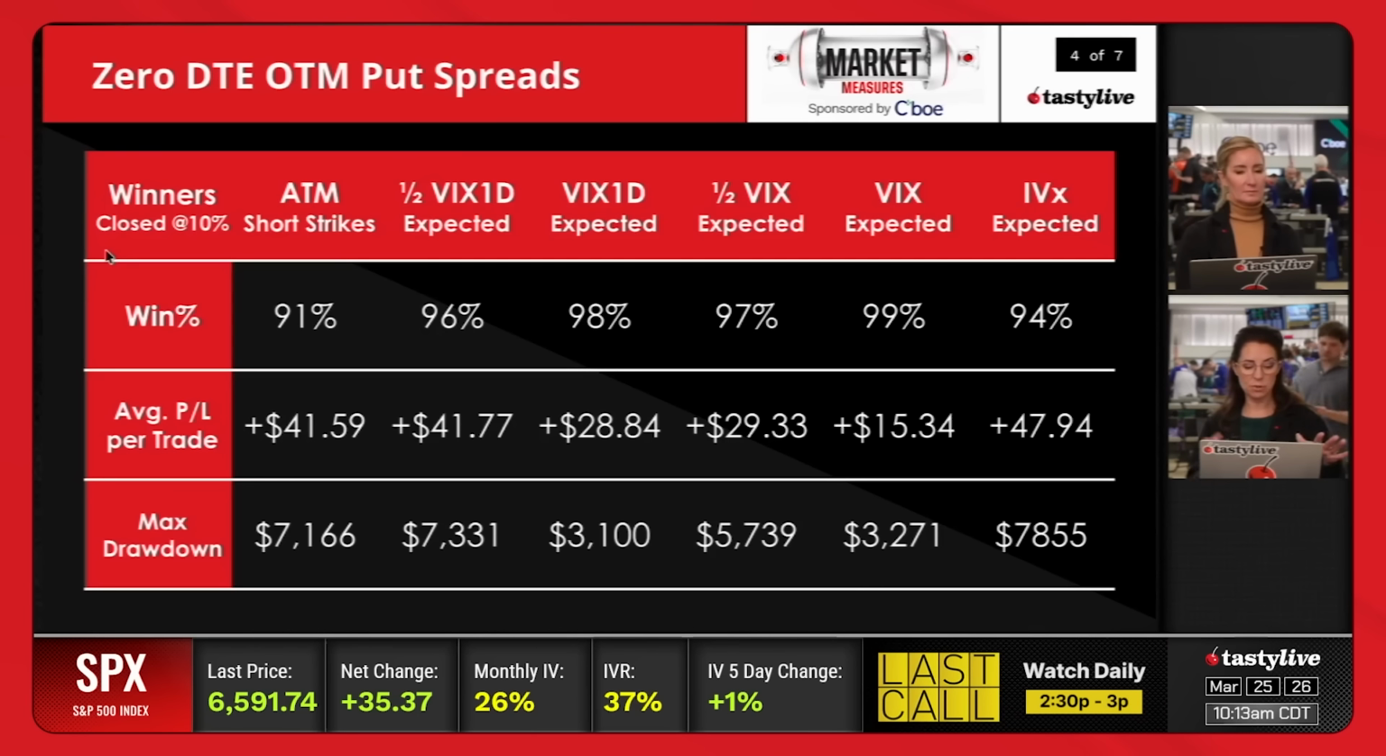So this is taking 10%, and you can see across the board, all winners. Does anything jump out at you? That VIX expected of $15, to me, that's not enough. I don't like that risk reward. I don't like that average P&L.